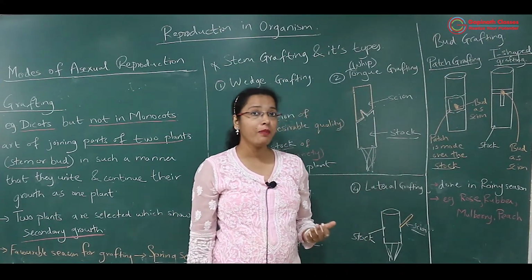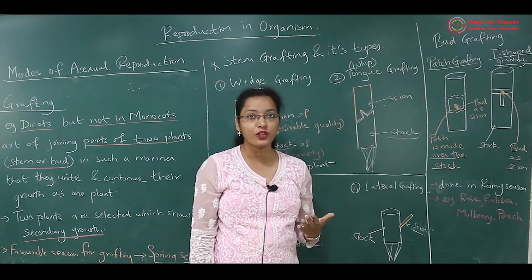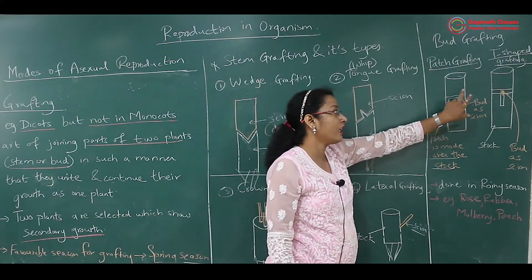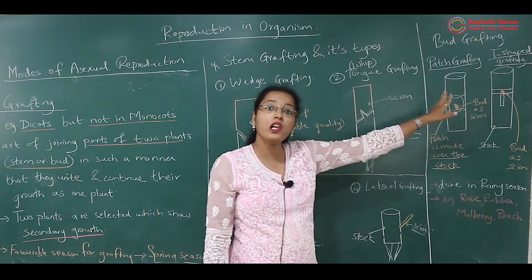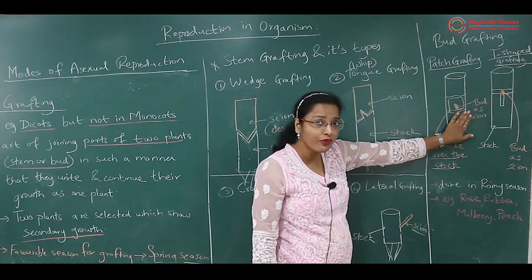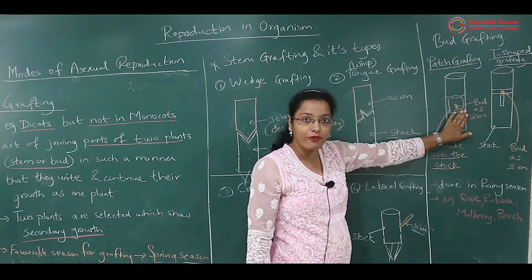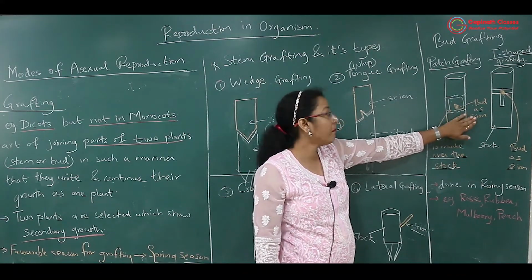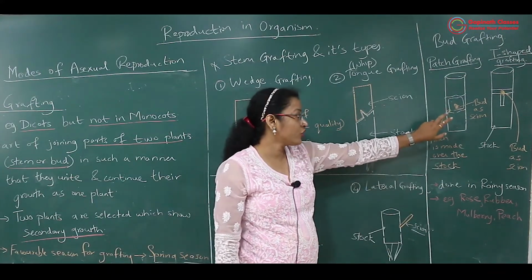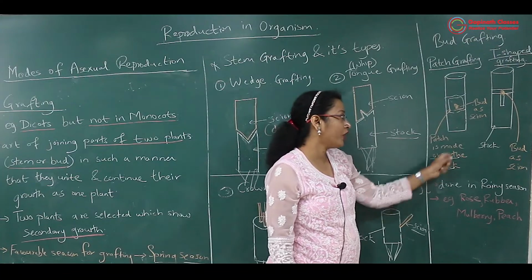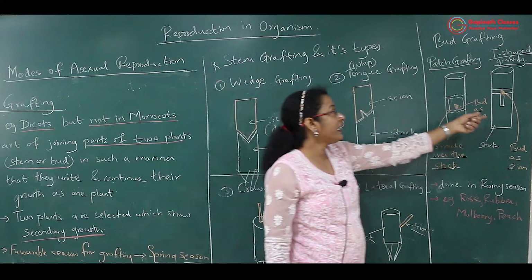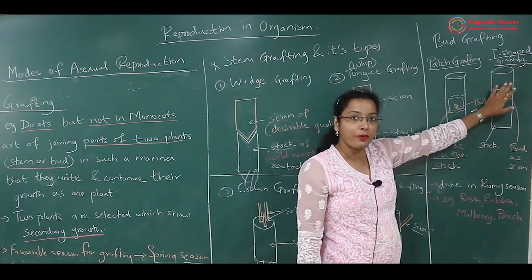So what will happen? There will be faster growth of the meristematic cells and differentiation will occur, and likewise many branches will arise from the parent plant. So all of you understood what is patch grafting. In patch grafting, the bud is placed over the parent plant stalk, that is, the bud is placed over the stalk. Then the second type of grafting is T-shaped grafting.